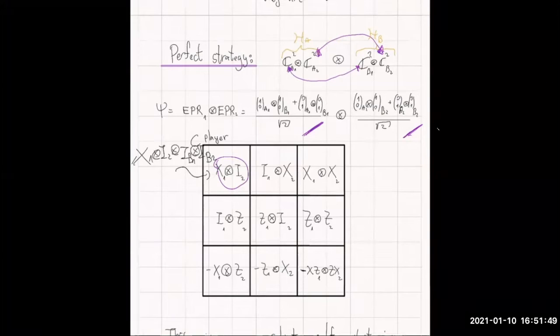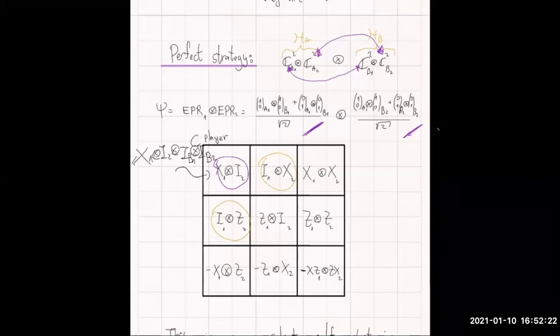Now, if she wants to answer this question, she needs to measure her second qubit with respect to the X basis. Now, if she wanted to answer this question, she needs to answer with respect to the Z basis only on her second qubit. She does nothing to the first qubit, but she is doing something to her second qubit. She measures it with respect to the Z basis.